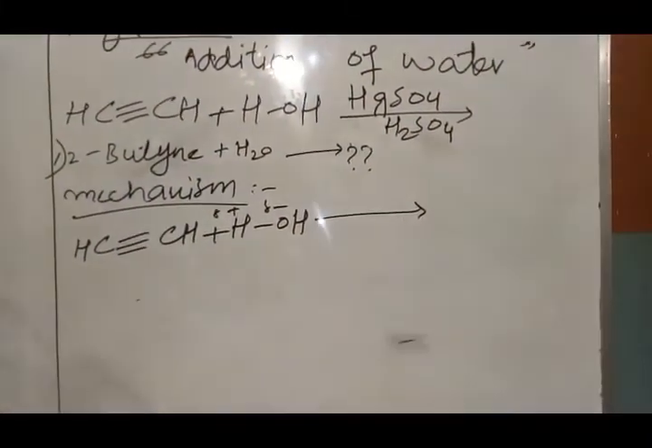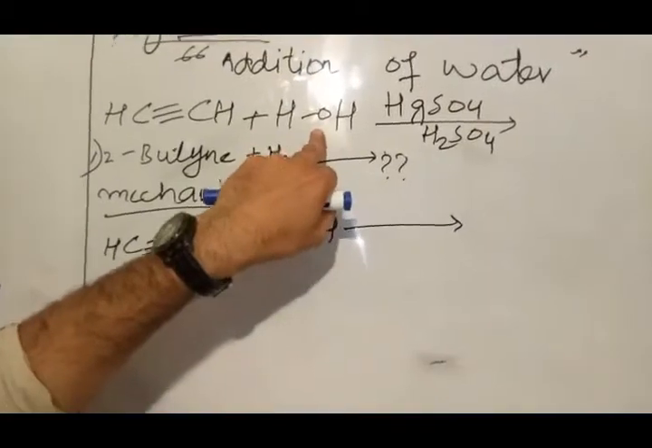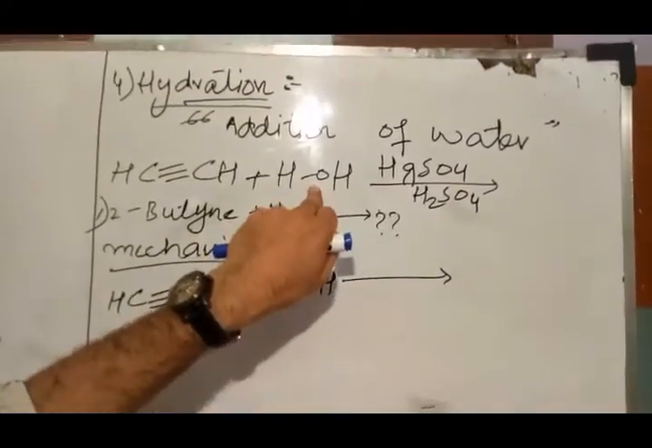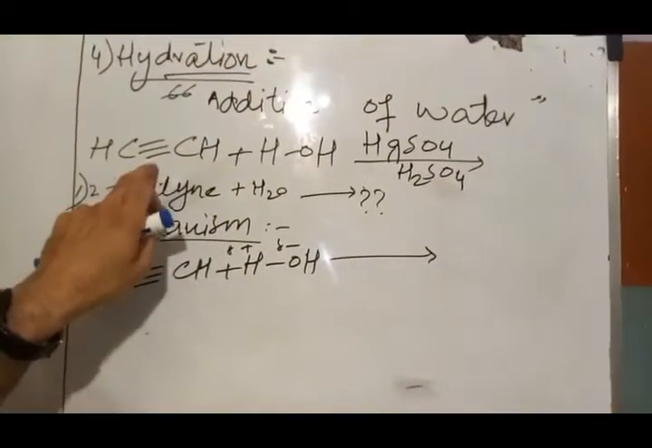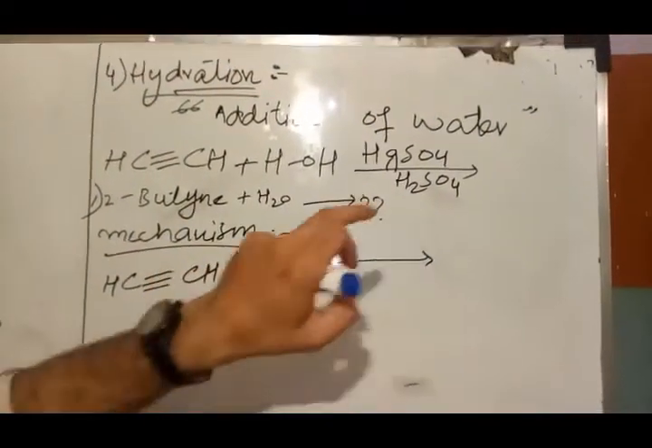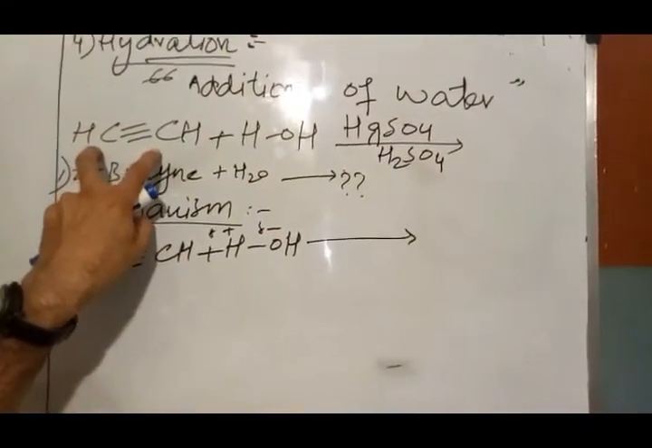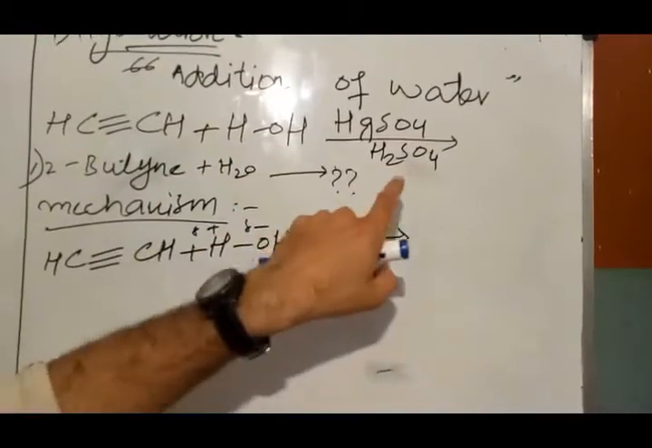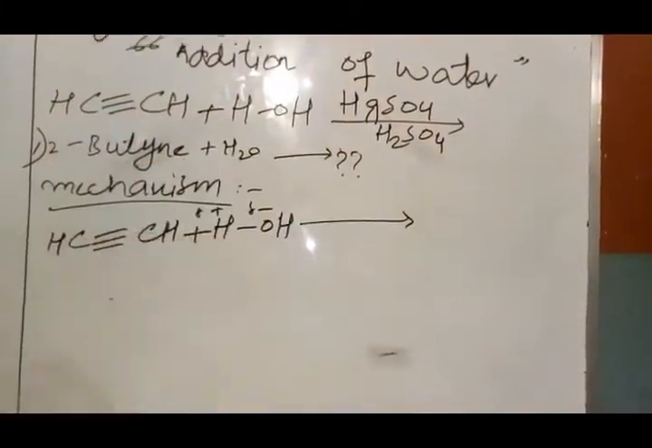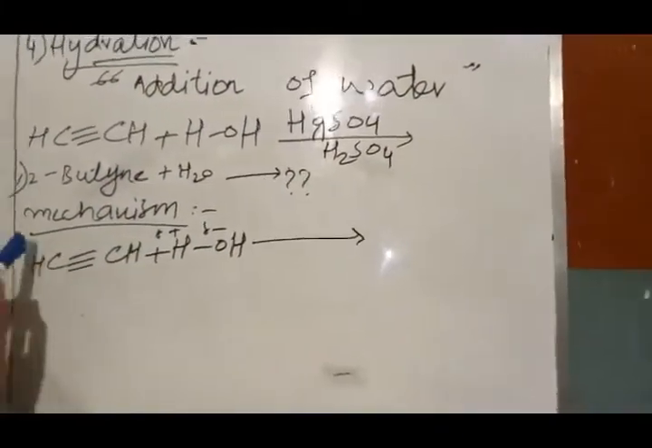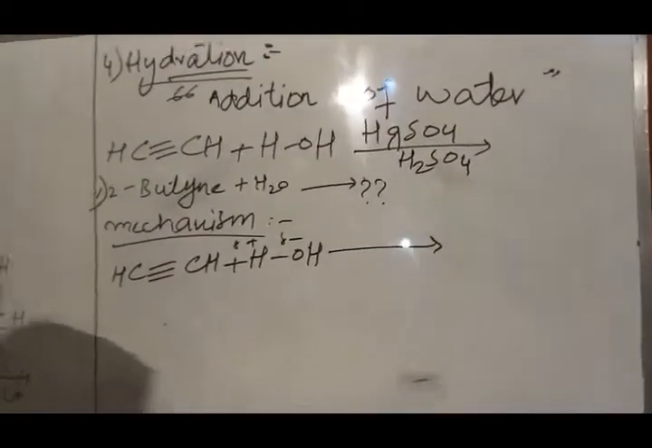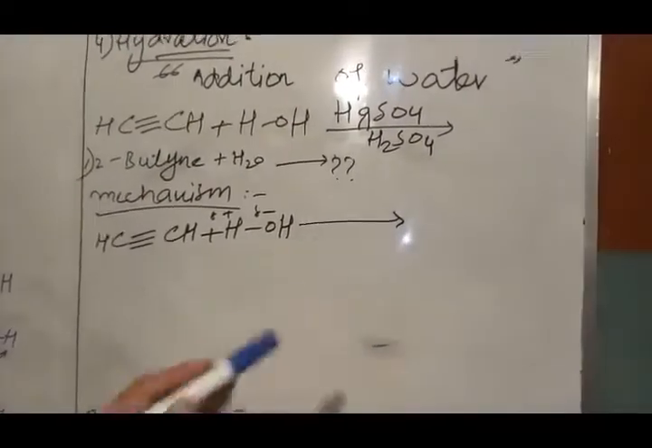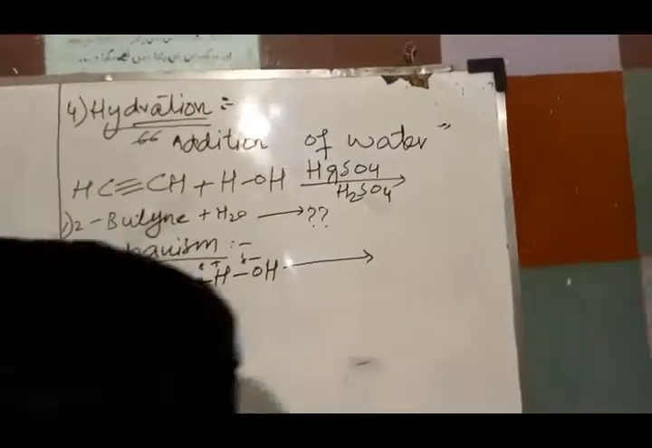As you can see, water is very less reactive. To make it reactive, we first react this alkyne with acid, so that the acid makes our alkyne more reactive to react with water. Without this catalyst, this reaction will be difficult. Now here is the mechanism of the reaction. Let's watch carefully how we make the product for this reaction.